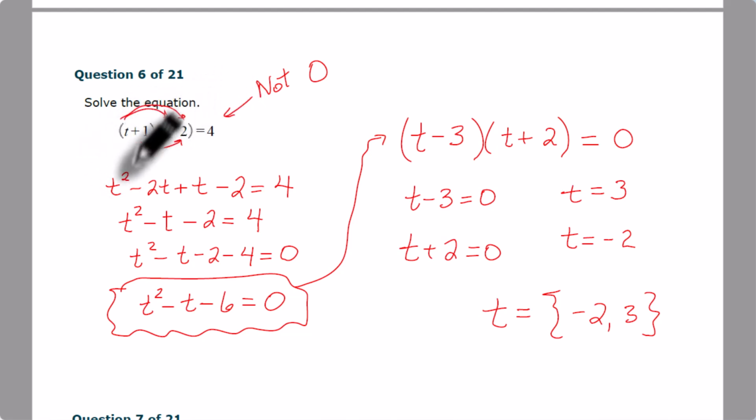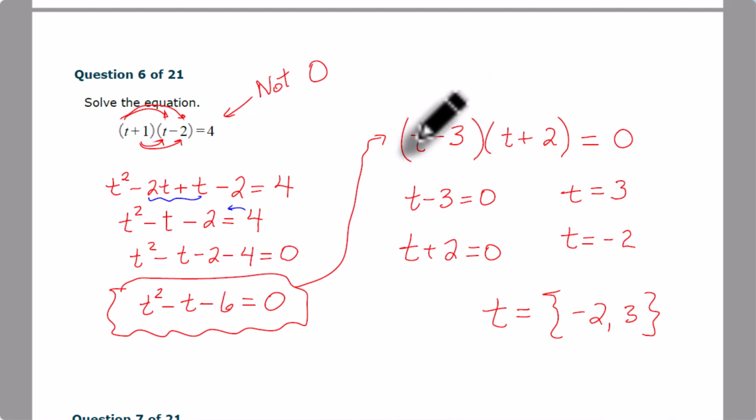Let's see, t times t, t squared, t times a minus 2, minus 2t, 1 times t, a plus t, and a minus 2. And I can at least combine these two pieces to give me a minus t, and then I'm going to bring the 4 over. So that's minus 2 minus 4, and I get a minus 6. So I finally do get my trinomial, my thing with 3 terms. And I'm going to try to factor it.